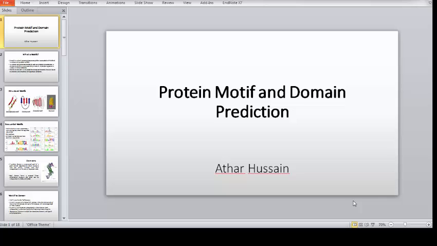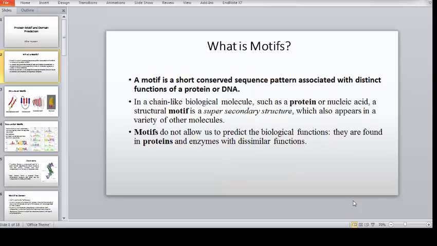Today our next lecture is protein motifs and domain prediction. First of all, what is a motif? A motif is a short conserved sequence pattern associated with a distinct function of a protein or DNA.